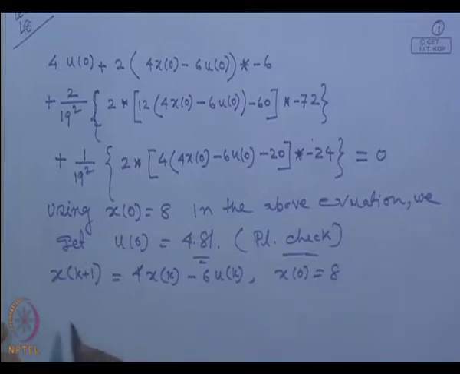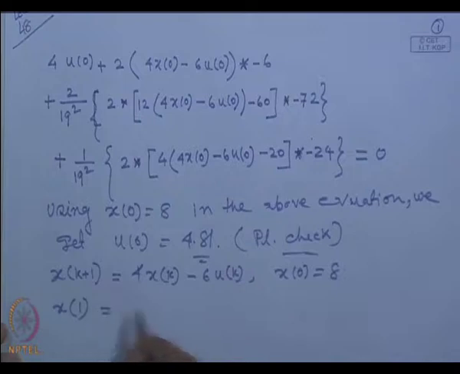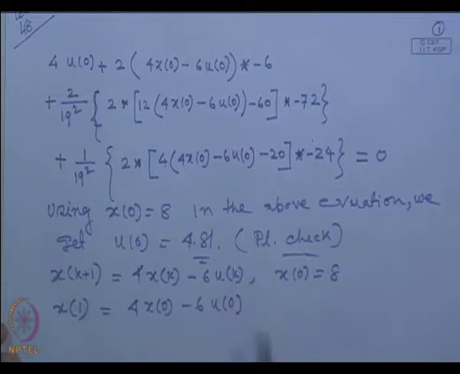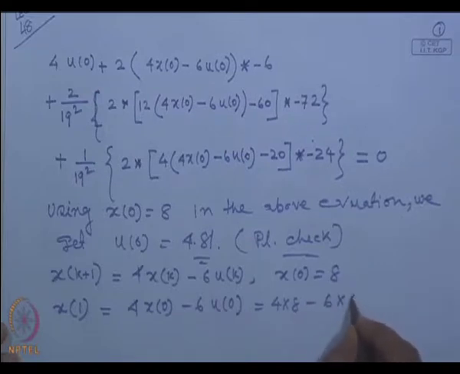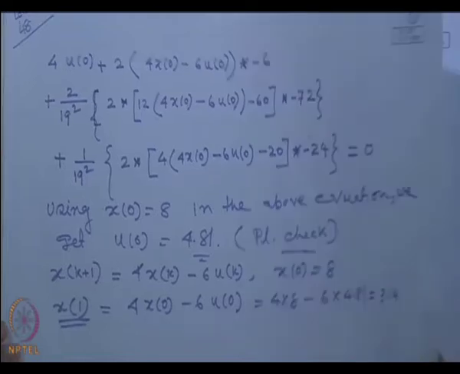So, immediately I can find out x of 1. For k equal to 0, x of 1 is equal to 4 of x 0 minus 6 of u 0, and you know the value of x 0 and u 0. So, 4 into 8 minus 6 into 4.81, whose value will come 3.14. So, its state value you know.